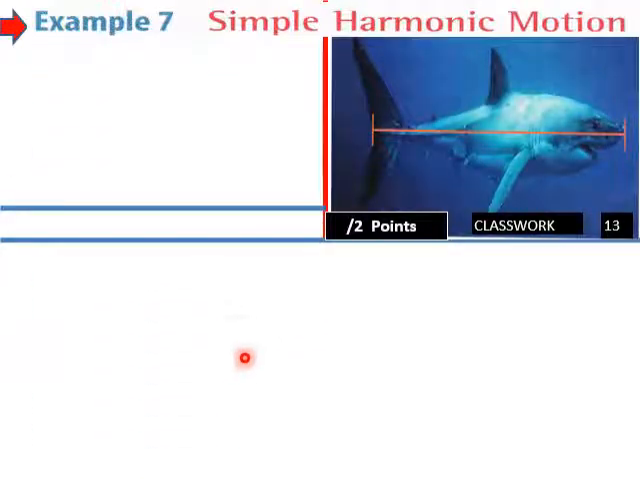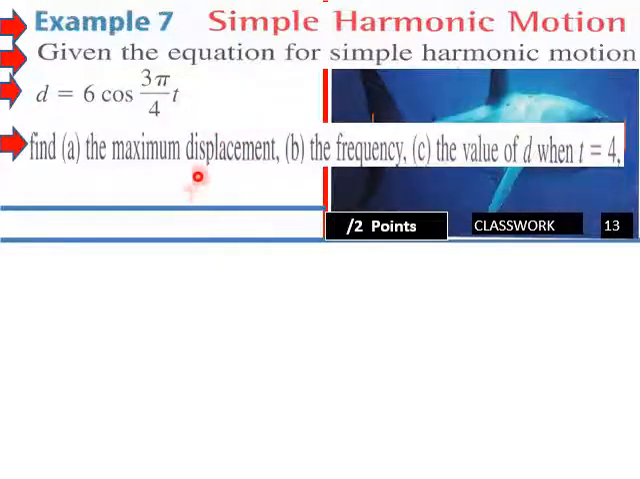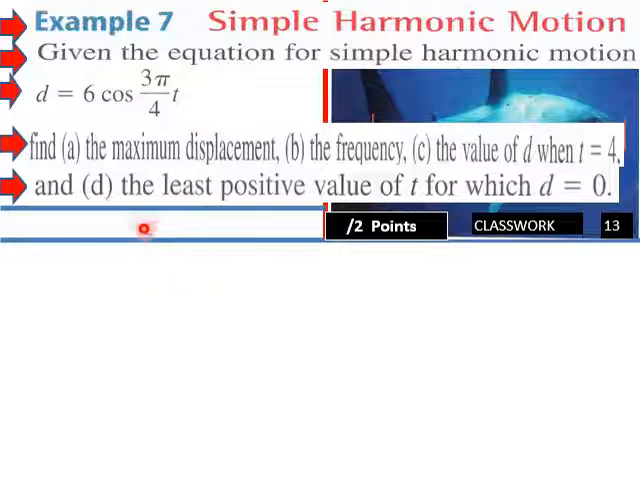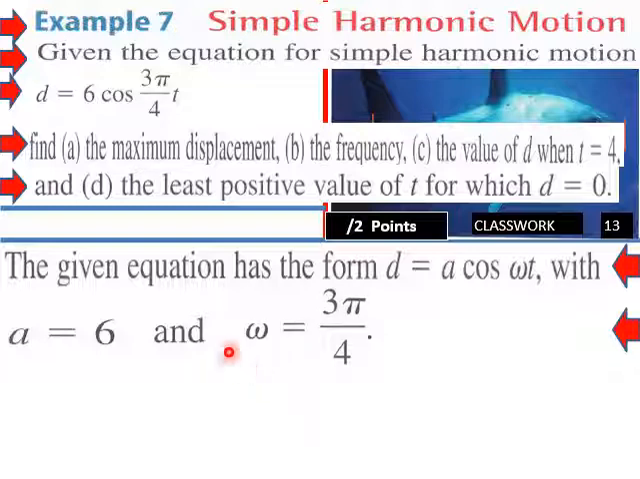So again, another problem in simple harmonic motion. Given the equation of simple harmonic motion, d equals 6 cosine 3 pi over 4 t, find a, the maximum displacement, b, the frequency, c, the value of d when t equals 4, and also d, the least positive value of t for which d equals 0. Given the equation in the form d equals a cosine wt, a equals 6, and w equals 3 pi over 4.